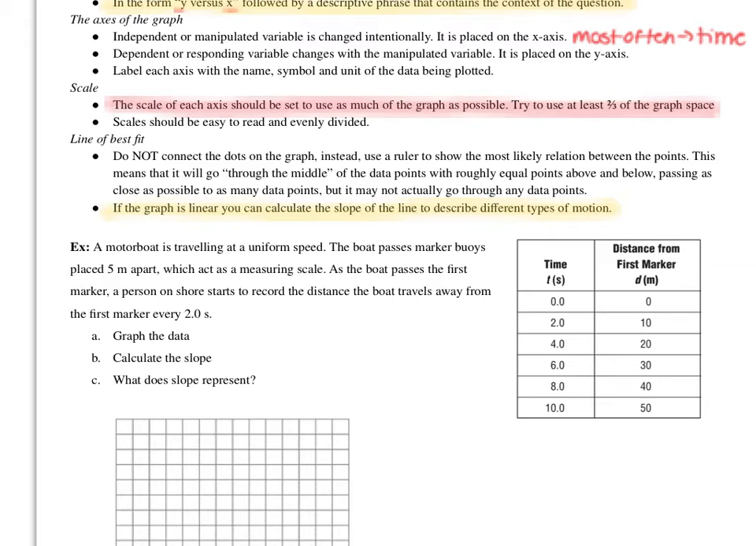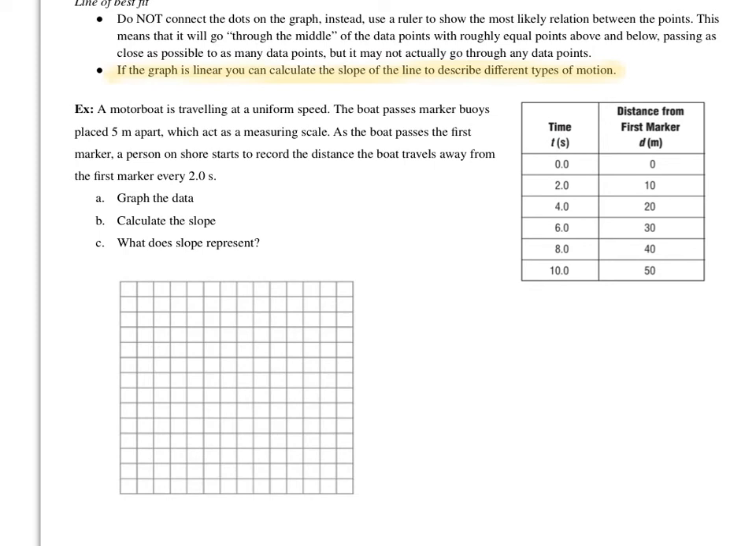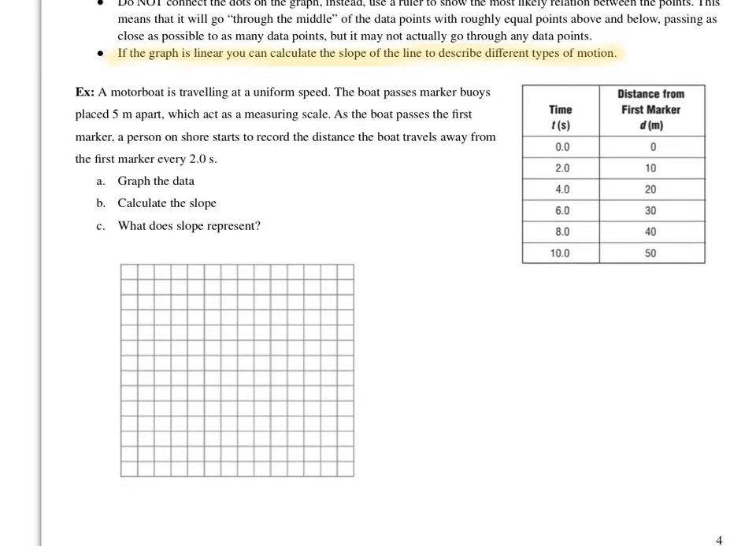So a motorboat is traveling at uniform speed. The boat passes marker buoys placed 5 meters apart, which act as a measuring scale. As the boat passes the first buoy, a person on shore starts to record the distance the boat travels away from the first marker every 2 seconds. So they're just measuring the distance from the first buoy at specific time intervals.